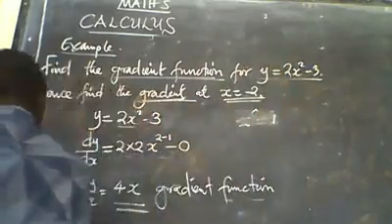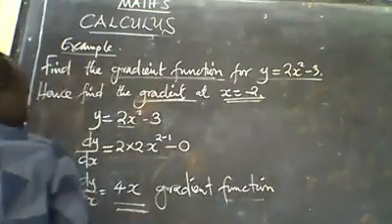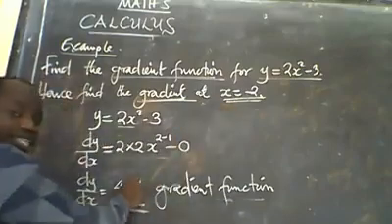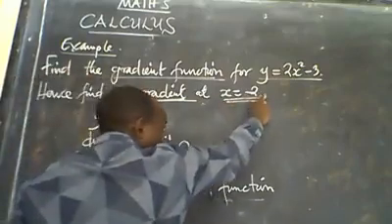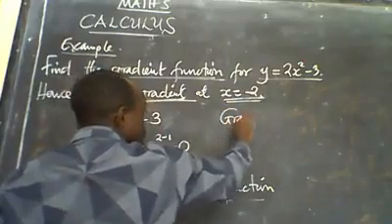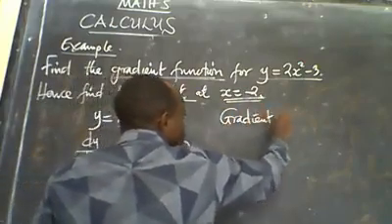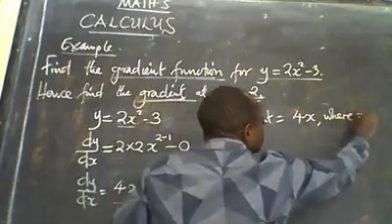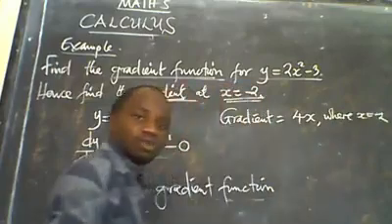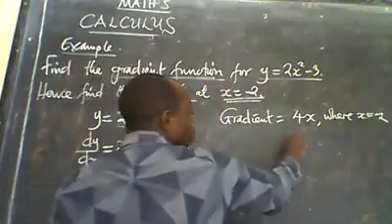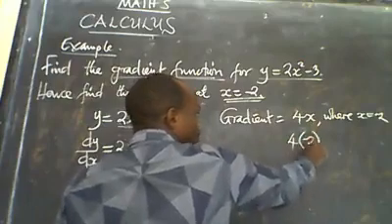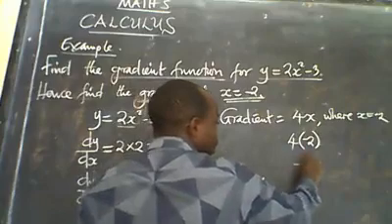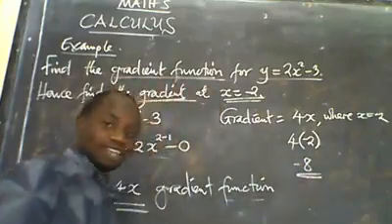How are we going to do that? We are going to say 4x, and where there is x, I will put negative 2. So I'll say the gradient will be equal to 4x, where x is equal to negative 2. So I'll say 4, and here I'll put negative 2. When substituting, remember it must be in brackets. And then this gives me negative 8. So this is the gradient.